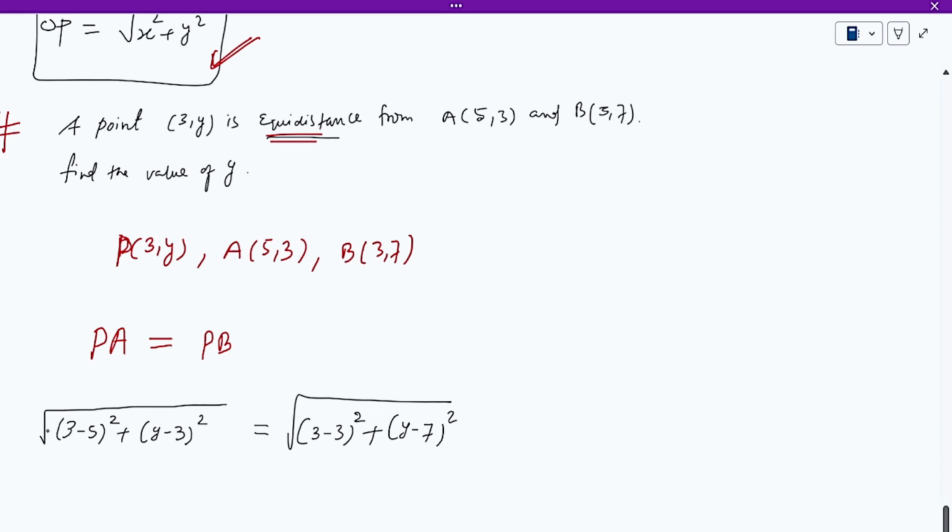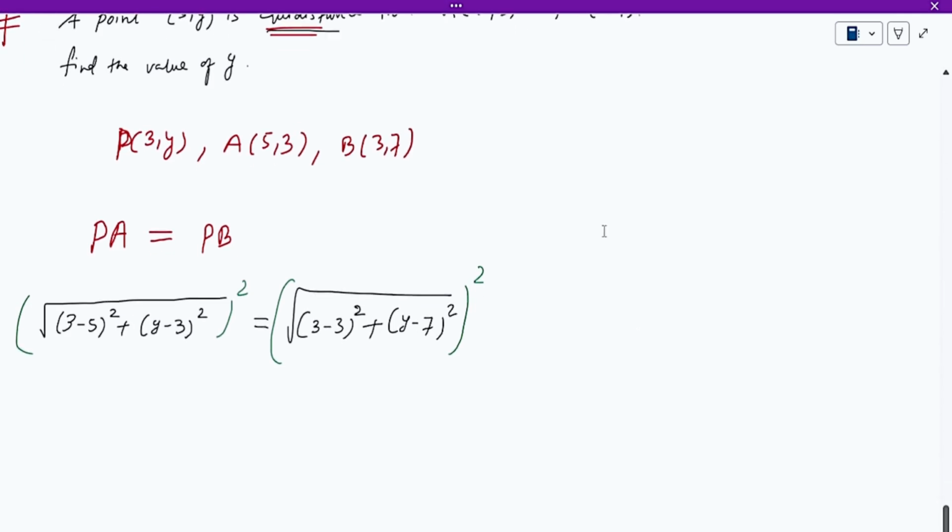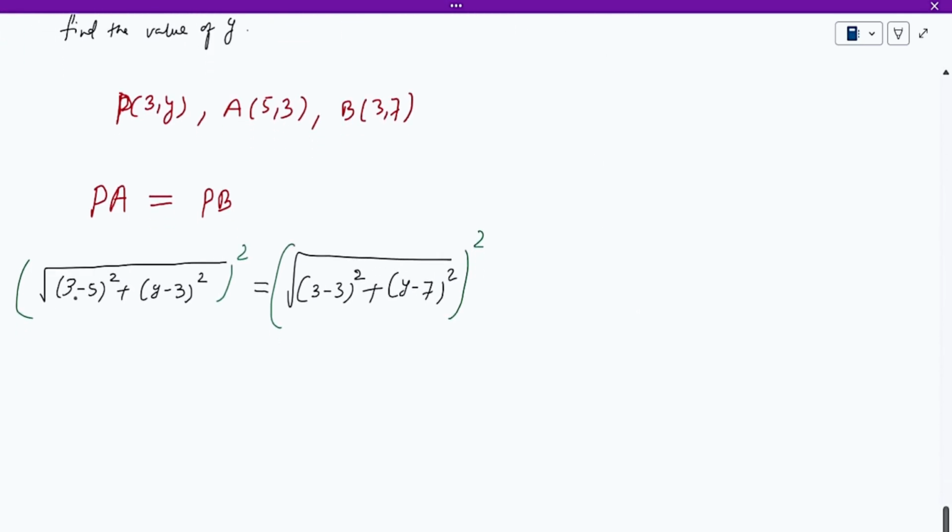Now a square root is on both sides, so by squaring both sides, this root will be cancelled on both sides. So we're left with only what is inside of the root, which is 3 minus 5, which is minus 2 square, and next one is y minus 3 whole square, and on the right side 3 minus 3 is 0 square plus y minus 7 square.